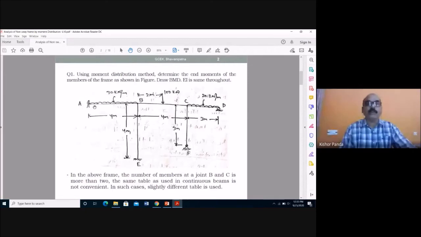You know the support moments. So already you got them from the iterative process, and after getting this free BMD, then you can plot the bending moment diagram of this frame.